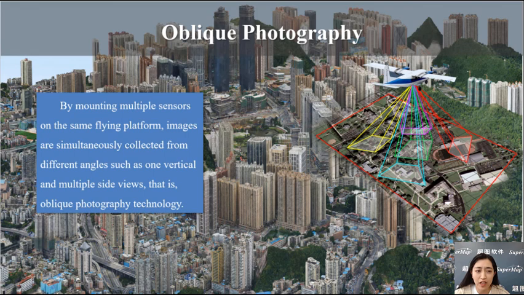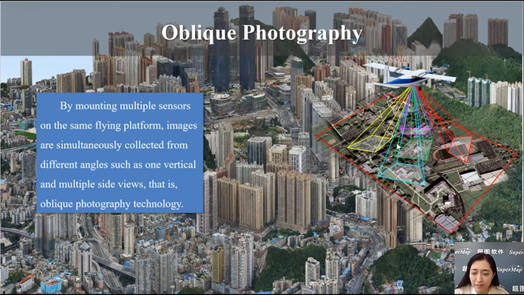So what is oblique photography? It uses multiple sensors on the same flight platform. Like in this picture, there is a 5-lens camera, which is currently commonly used, and the many sensors simultaneously collect images from different angles, such as vertical and tilt, to obtain more complete and accurate information about the ground objects.